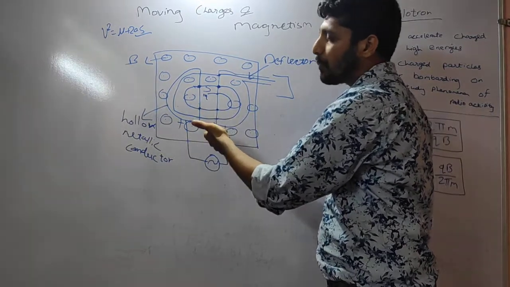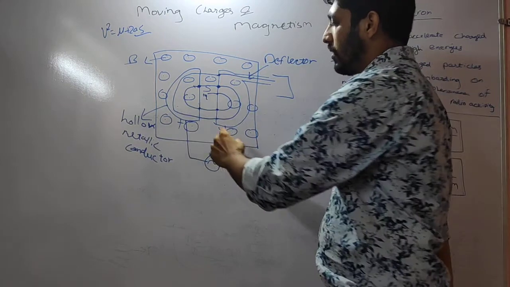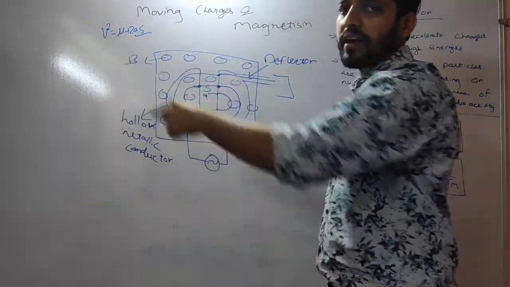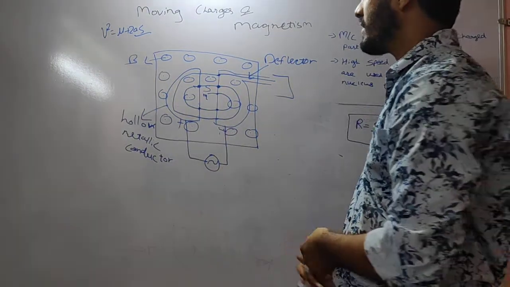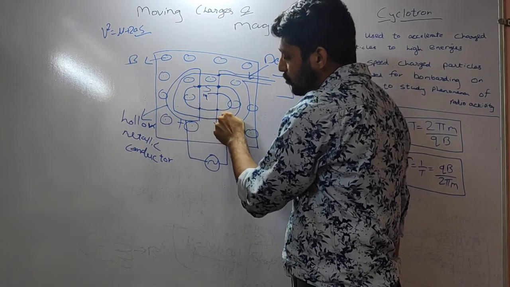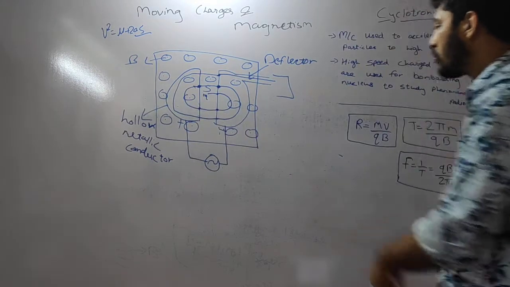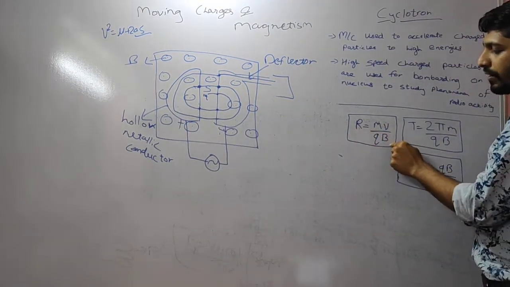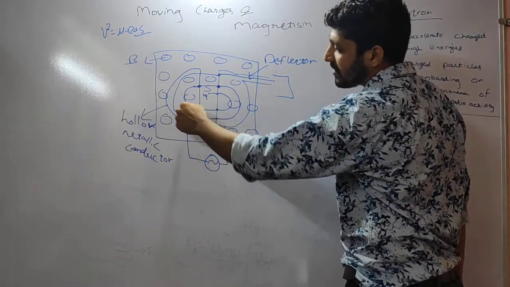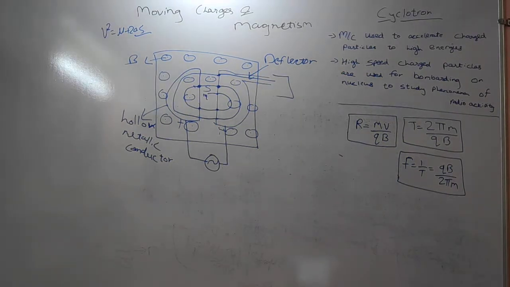At that time we change the polarity due to the frequency. So when we change the polarity, the positive charge is attracted on this side, so it will accelerate due to electrostatic force, and in the same way it keeps on rotating. As it moves from here to here, the velocity changes. As the velocity increases, the radius also increases. From here, r equals mv by qB. If v increases, the radius also increases, so the radius this time is bigger than this one, and each and every time the radius keeps on increasing.